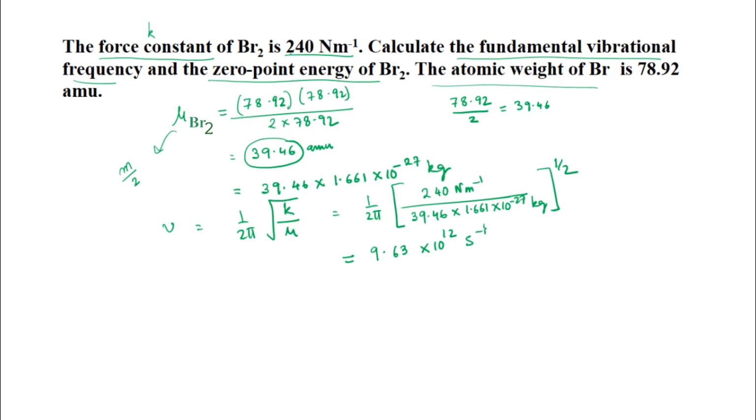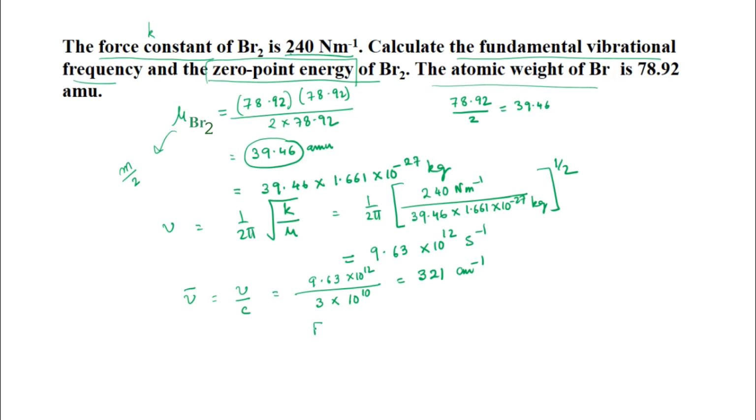So, the frequency in wave number is given by nu by c, or nu bar equals nu by c. So, we can write this as 9.63 times 10 to the power 12 divided by 3 times 10 to the power 10. So, that will be 321 wave numbers. So, we have found the vibrational frequency both in second inverse and in wave numbers, and now we have to find the zero point energy.